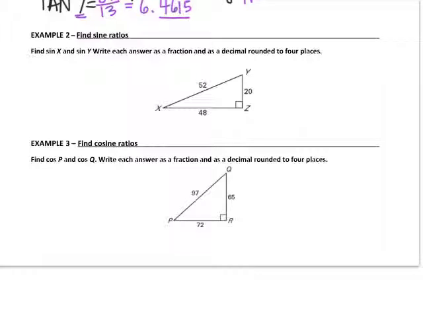Alright, I'm going to remind you about the sine ratio now. Sine is, remember, part of our SOHCAHTOA. We already did the TOA part. We just got done doing tangent is opposite over adjacent. And so now we are going to do the sine, which is opposite over hypotenuse. So we have to find sine x and sine y. We need to write it as a fraction and as a decimal rounded to 4 places.